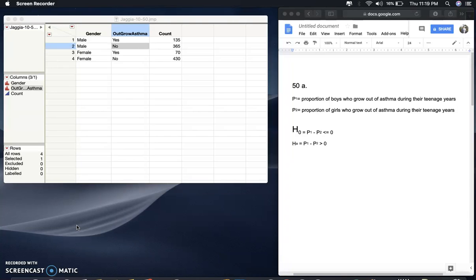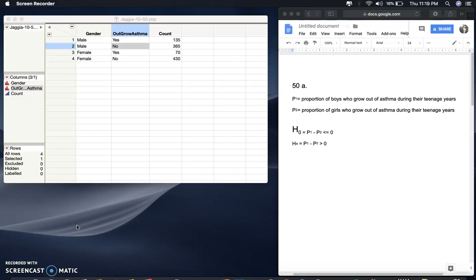For part A, it's asking us to write down the null and alternative hypothesis. We're going to define P1 as the proportion of boys who grow out of asthma during their teenage years, and P2 as the proportion of girls. So for our null hypothesis, we're going to write P1 minus P2 is less than or equal to 0. What this basically means is that the proportion of boys is less than the proportion of girls. That's why it's less than or equal to 0.